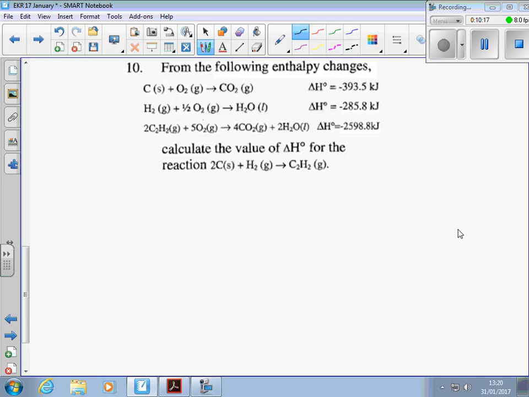You're looking to work out the change going from, and I will use colour so they stand out, 2 carbons plus hydrogen gives you C2H2. C2H2 is ethine. It's one we haven't met. We've done the alkanes, mentioned the alkenes. These are alkynes with a triple bond in them. That's the one that we're trying to work out, all right? So that will be our delta H naught R1.